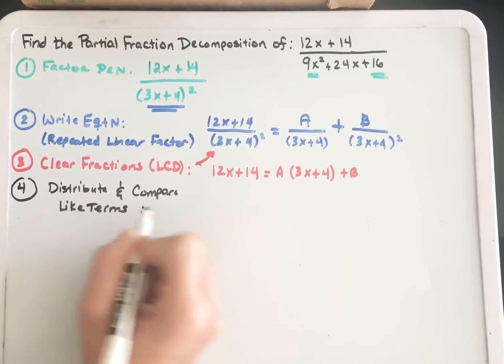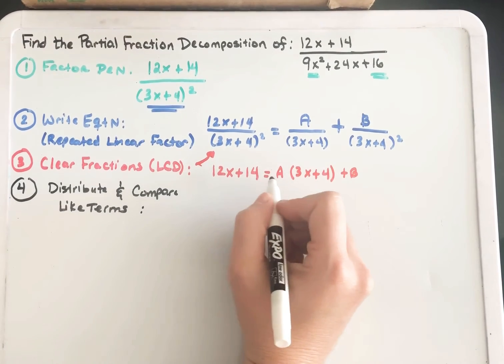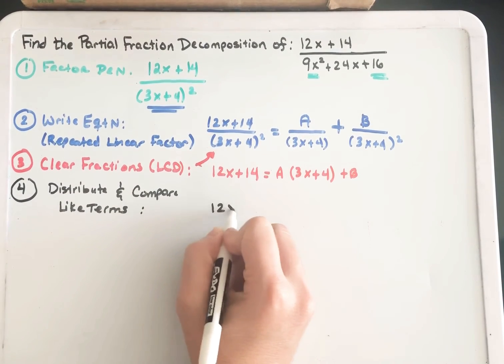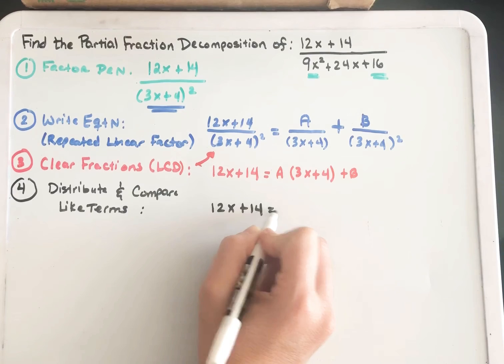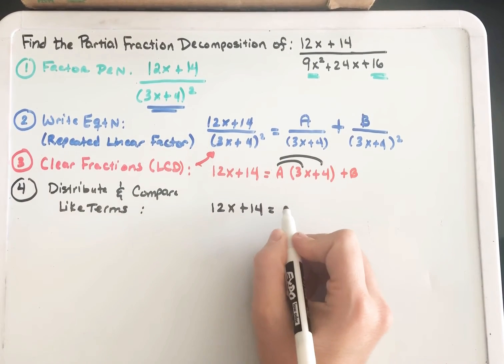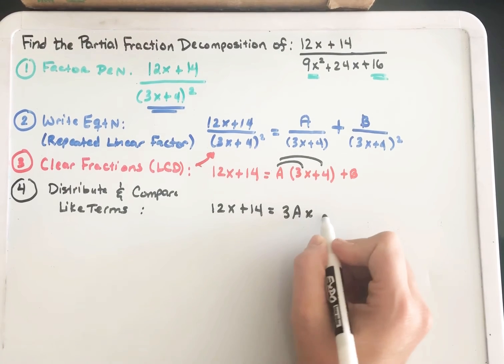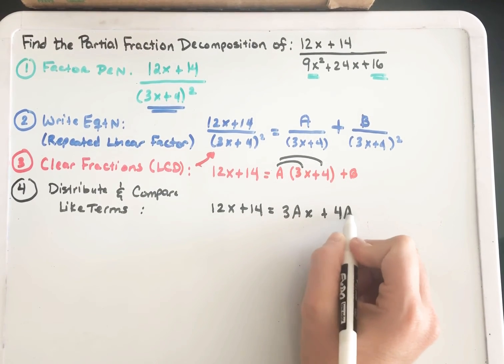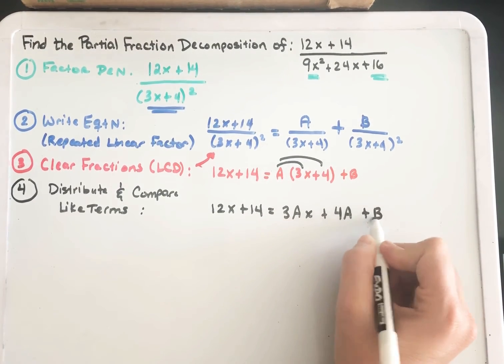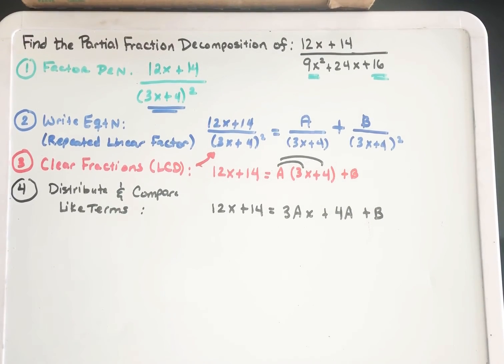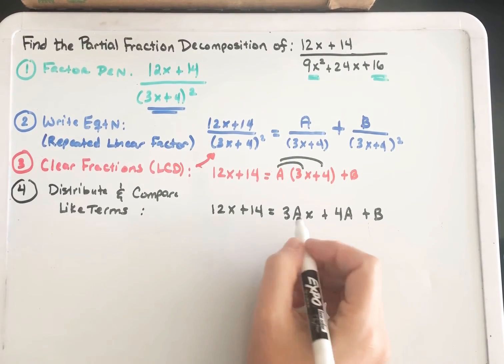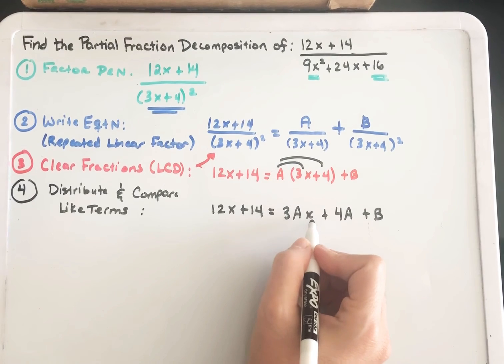That will help us find our system, okay? So there's nothing really to do on the left side. We can just copy and paste 12x plus 14. But on the right side, I can distribute a times 3x plus 4, giving me 3ax plus 4a plus b. Now I know it's a little bit weird to have lots of letters next to each other, but a is a constant whereas x is a variable here.